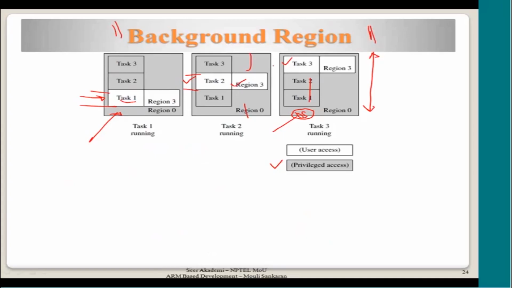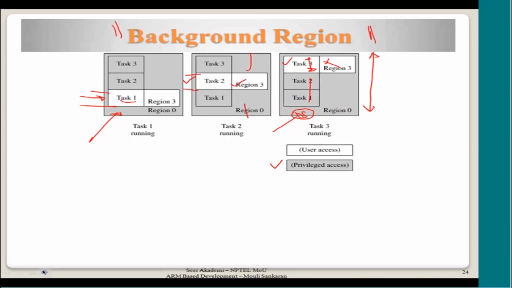Then it will have access to the whole area. It will have access for some time, since none of the processes will be running; only the OS will be running. So this is also not active. Now this whole thing is accessible for the OS.